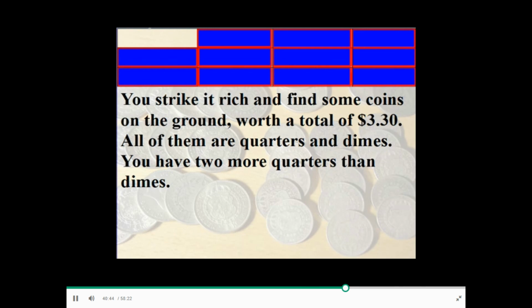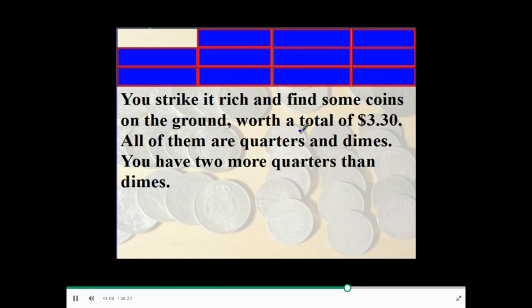Speaking of money, you strike it rich and find some coins on the ground. They are worth a total of $3.30. They are all quarters and dimes. You have two more quarters than dimes. So here we go. We're going to find our two totals.